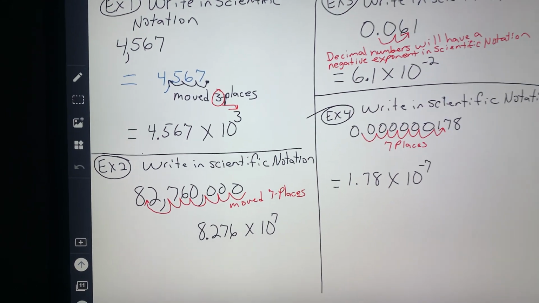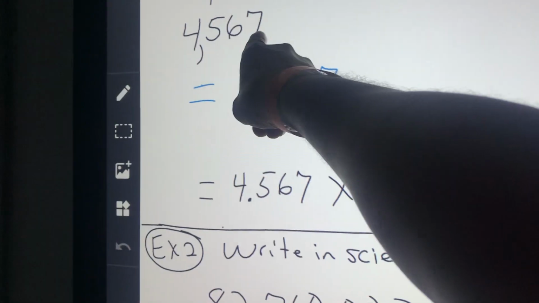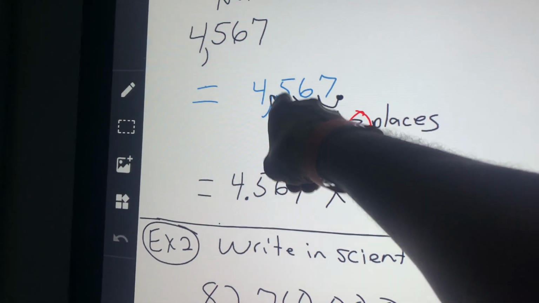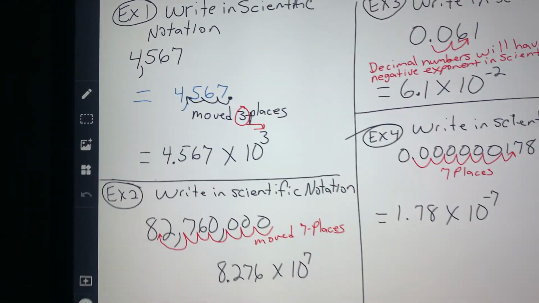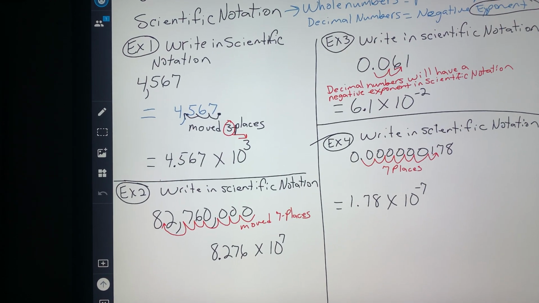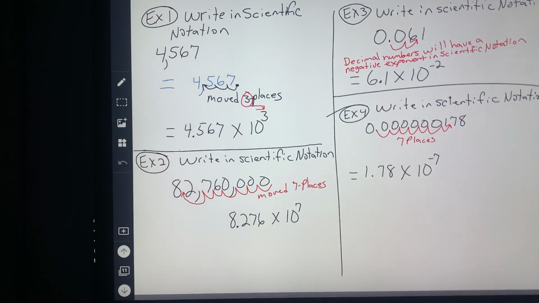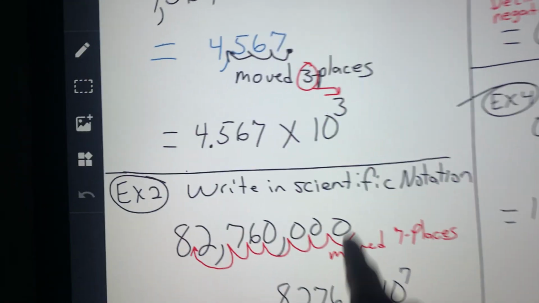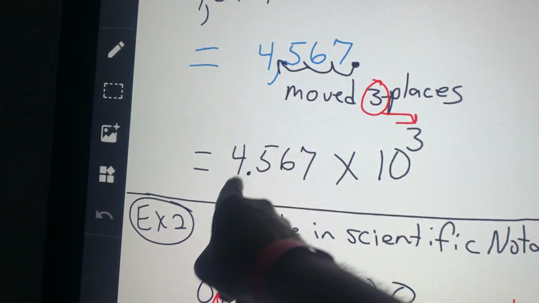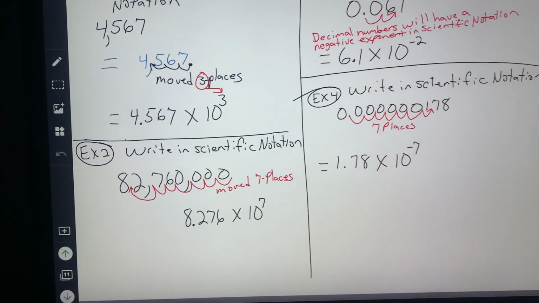So what we want to do is put our decimal point at the end of the number, and we move it to between the first and second number. We count how many places we moved, and then we write it in scientific notation as this right here, 4.567 times 10 to the third power.